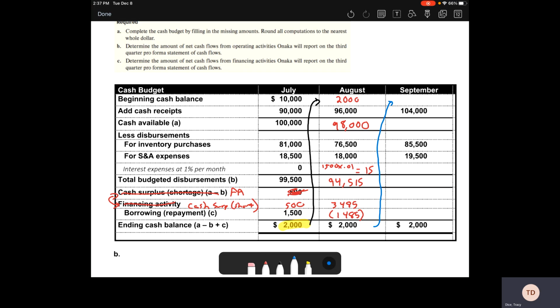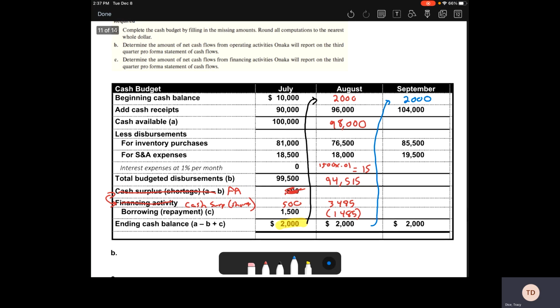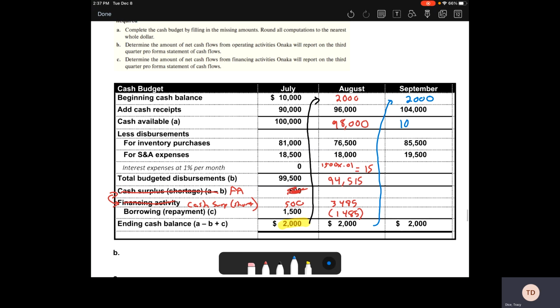So now we've got to figure out September, which again, we take our ending balance and bring that up to our beginning balance of September, which is $2,000. Add that to the $104,000 and we should end up with a total cash available of $106,000. They again tell us your inventory purchases. They tell you your selling and administrative expenses. And these amounts for all of these would come from your sales budget, your inventory purchases budget, and your selling and administrative expenses budgets. So make sure you know that those come from those operating budgets that we would have created. But for this problem, they're giving them to you.